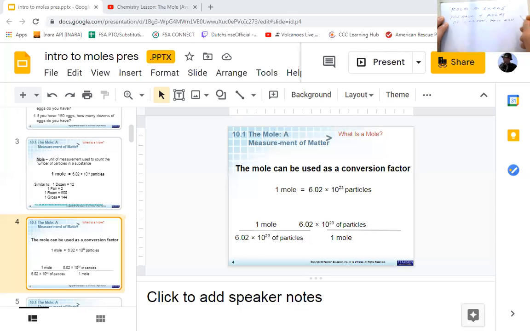How many grams in mass will that be? Because moles is such a strange number. Moles to grams, okay? You have 4 moles of carbon. How many grams will that be? Write that down.